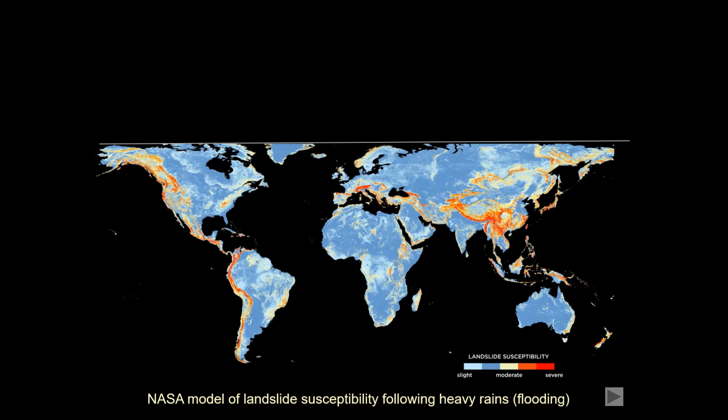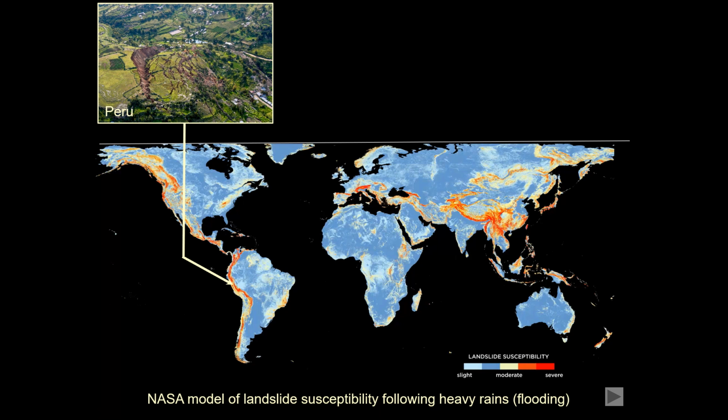NASA created this map so they could model lands that are most susceptible to landslides that come as a result of heavy rains. And you can see the more mountainous areas of the world, like here in South America along the Andes Mountains, and some parts of Europe, in the Pyrenees, and in the Alps, in the Himalayas, and elsewhere in Asia, and in North America here in the area of the Cascades, and some other mountain ranges in North America. We have some high susceptibility.